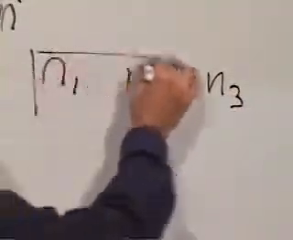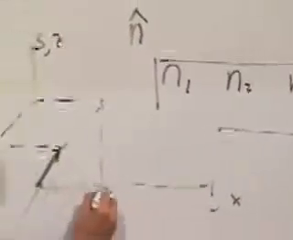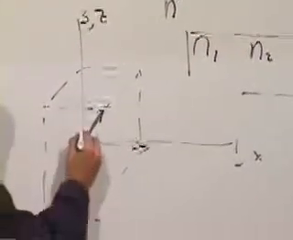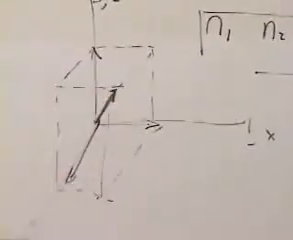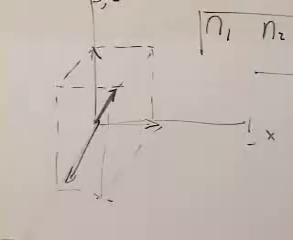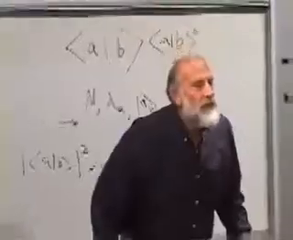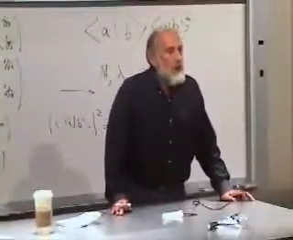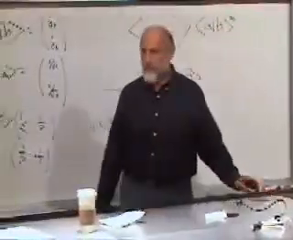Those are the components, and they're basically this component, this component, and this component. You add them up, and you get the pointer that's pointing in some arbitrary direction. Okay? These are the components of the pointer. Now, what about the component of the spin along the direction n? How do we calculate that?